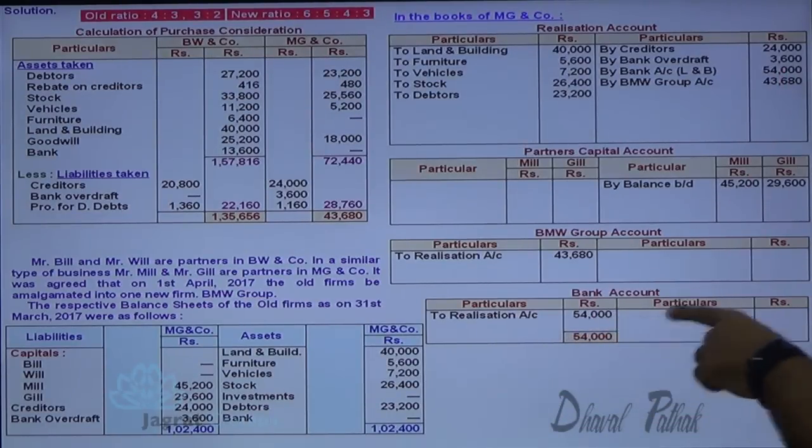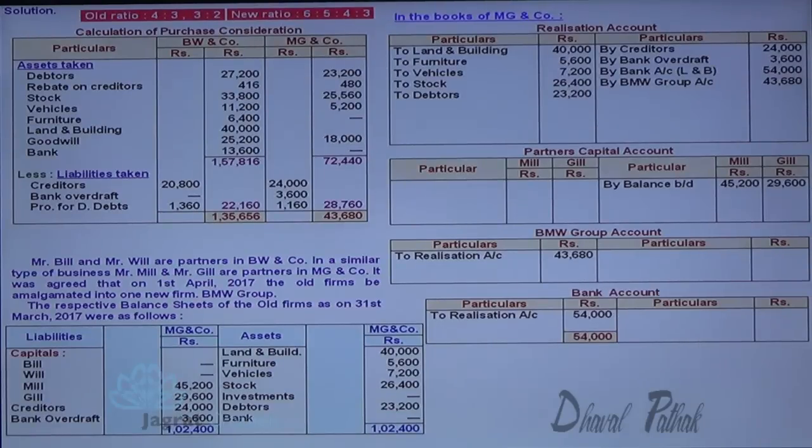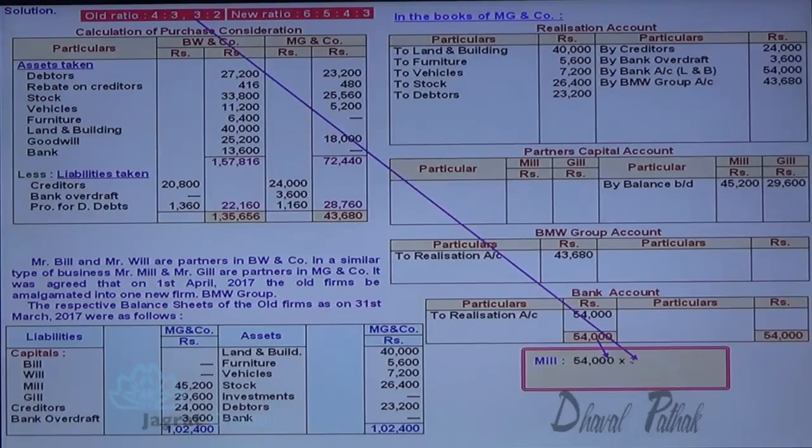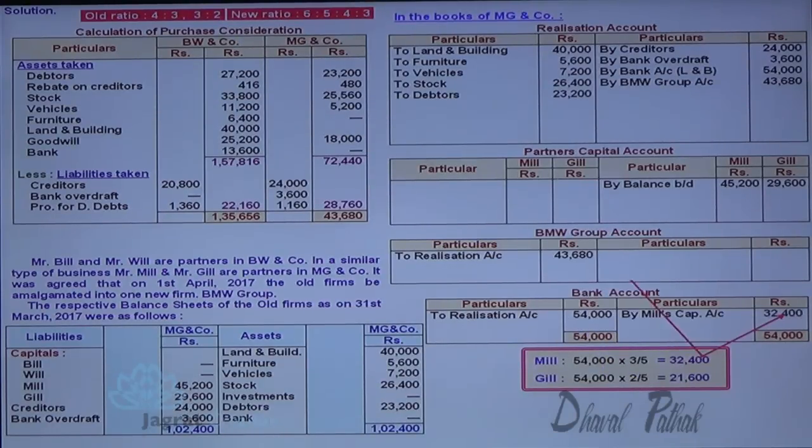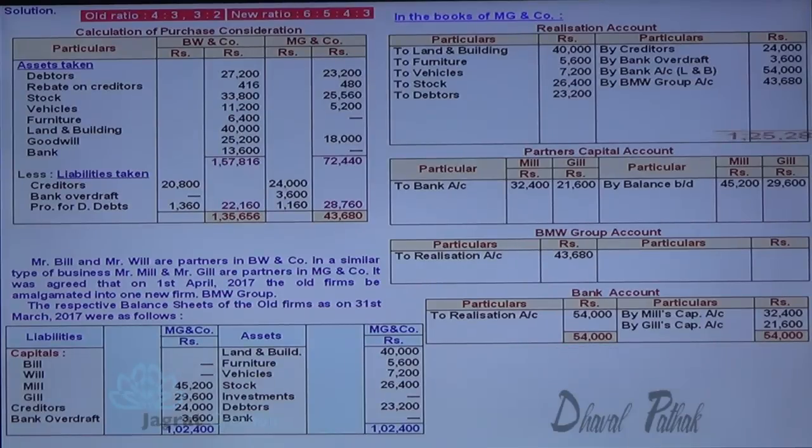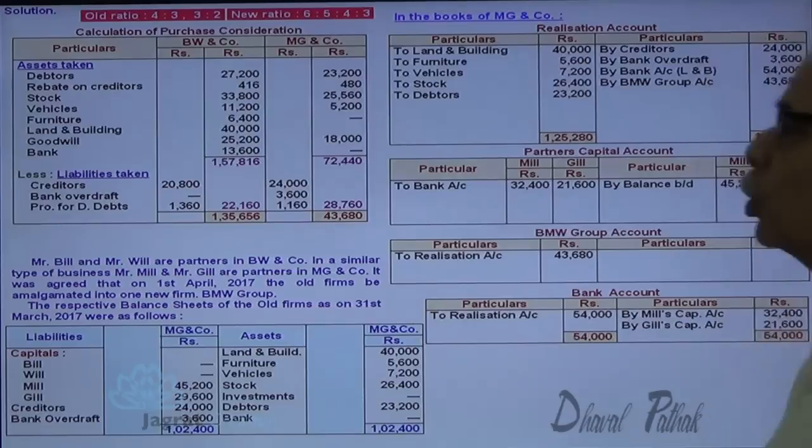Now this bank balance will be distributed amongst partners in the ratio of their profit sharing. Meal, 3:2 is the profit sharing, so 3/5. Gill 2/5. So this is the manner in which the cash balance is distributed amongst partners. Now after doing that thing, close realization account. Find the profit or loss on realization account. This will be distributed amongst partners in the ratio of 3:2.